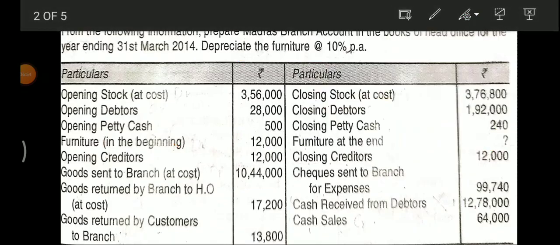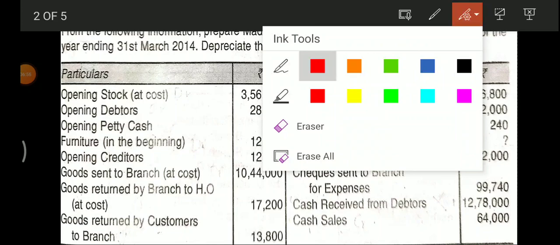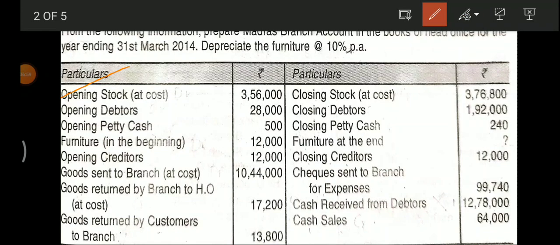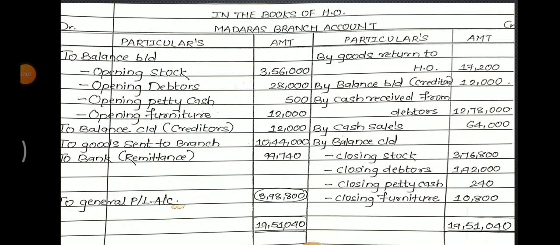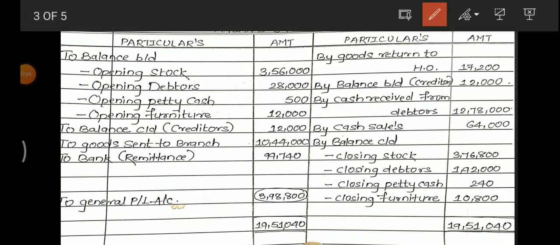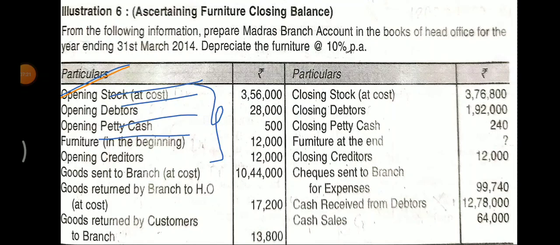So as you can see here, let me change the color. Yeah, this will be best. Opening stock, debtors, petty cash and furniture are nothing but the opening, so they will go on the debit side of the branch account. Since it is opening, we are supposed to write to balance brought down. Opening stock 3,50,000, debtors 28,000, petty cash 500 and furniture at the beginning is 12,000.